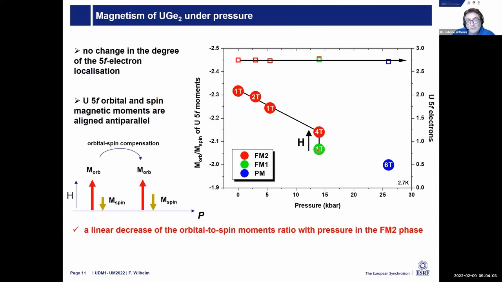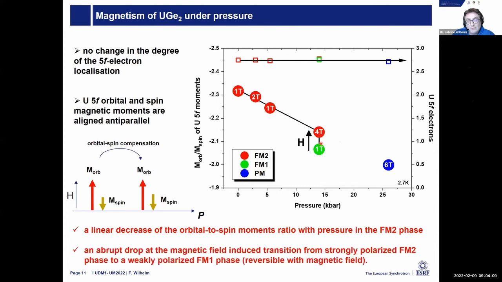If we stay now at 14 kilobar and ramp the field down to 1 Tesla, we are again in the ferromagnetic phase 1. We observe an abrupt drop of this orbital to spin ratio. If you increase the field again, this is again increasing, and this is perfectly reversible. So we observe a nice abrupt drop at the magnetic field-induced transition from a strongly polarized ferromagnetic 2 phase to a weakly polarized ferromagnetic 1 phase, and this is perfectly reversible. And also, if one continues to increase the pressure, the orbital to spin moment ratio is decreasing even further.